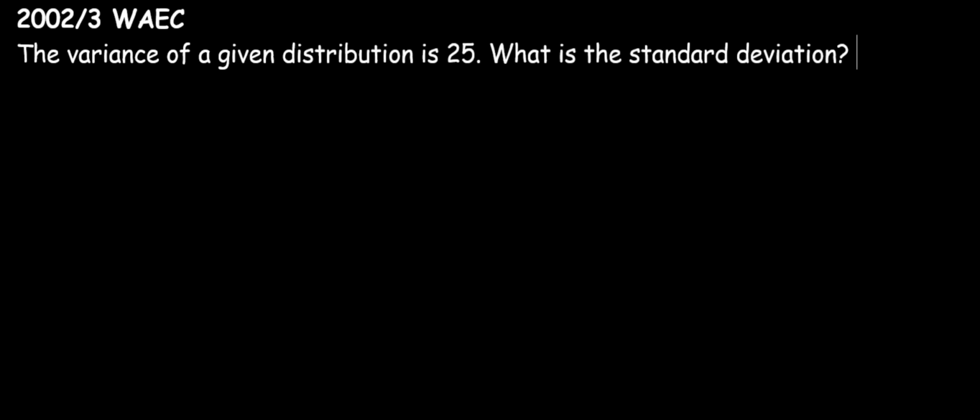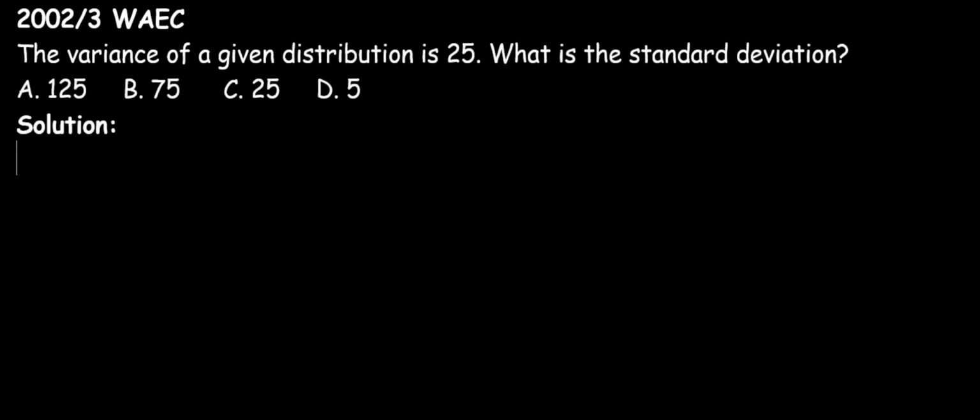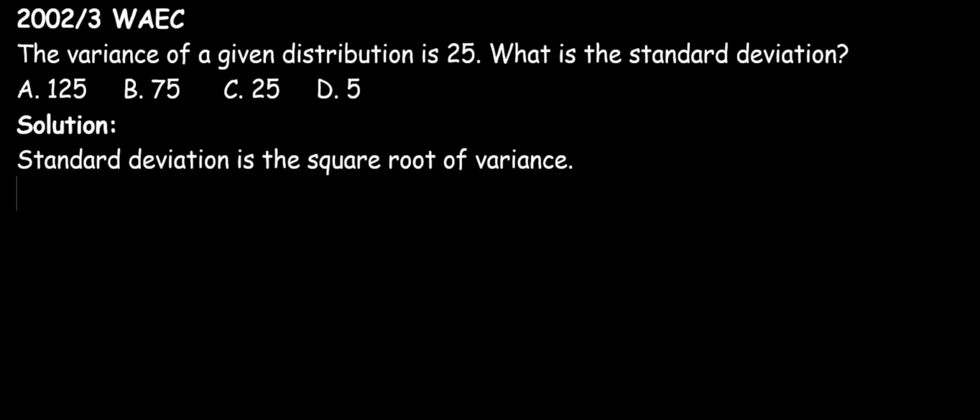Let's take another example. The variance of a given distribution is 25. What is the standard deviation? The options are given. Solution. Standard deviation is the square root of variance. In this case, SD is equal to the square root of the variance, which is equal to the square root of 25, which is equal to 5.